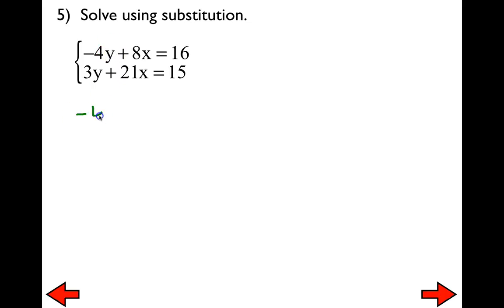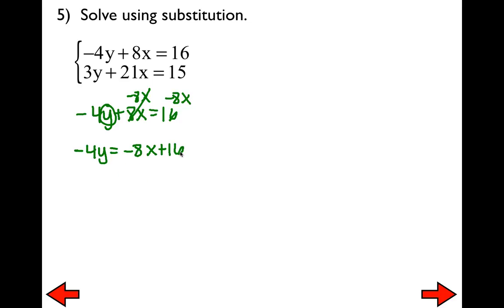So here we have negative 4y plus 8x equals 16. We're going to solve for y, so we're going to first subtract 8x from both sides, leaving me with negative 4y equals negative 8x plus 16. Now the next step would be to get rid of this negative 4. So we're going to go ahead and divide each term on this side, leaving me with y equals, notice the negatives cancel each other out, leaving me with 2x. Here we're going to be left with a negative 4.